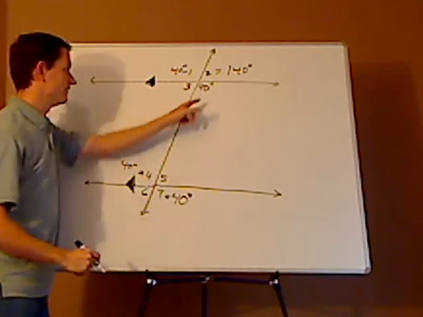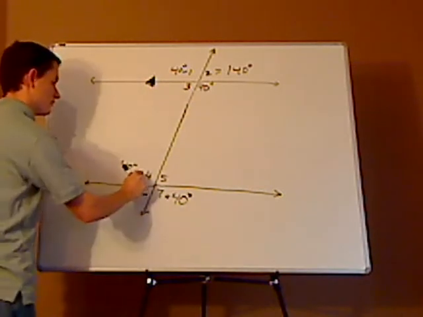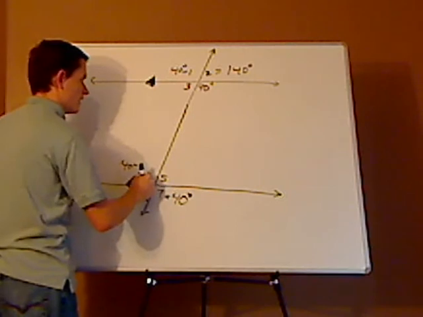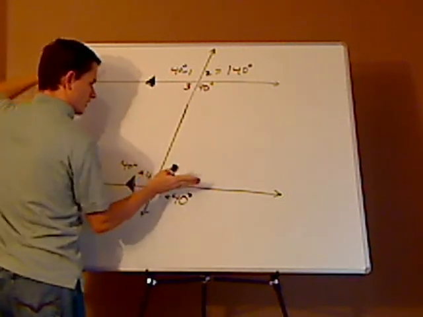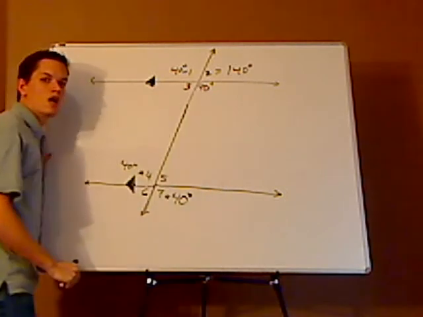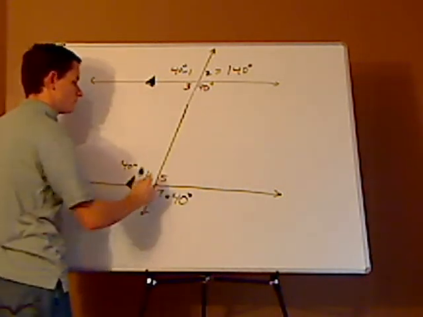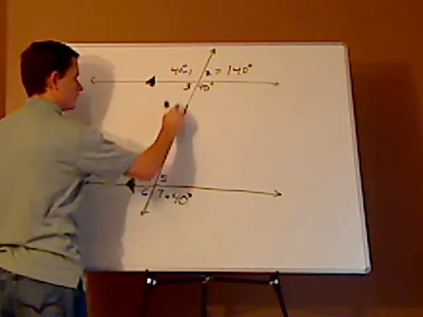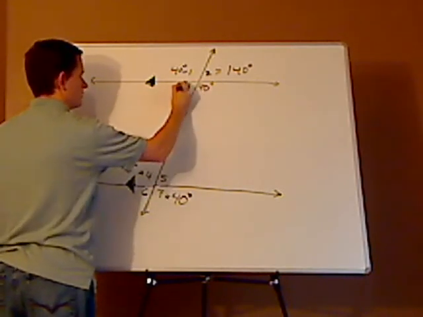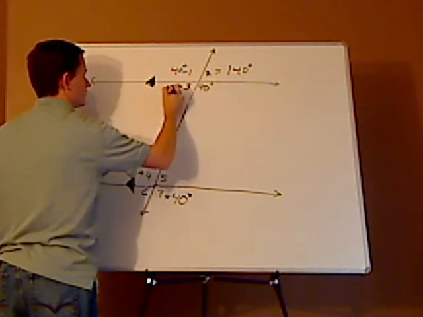Also, alternate interior angles, they're alternate because, well, they're not on the same side, so they're alternate. And they're interior because they're inside those two parallel lines. And alternate interior angles are congruent. This is congruent to this. This is a vertical angle, right? So that has to be congruent to this.